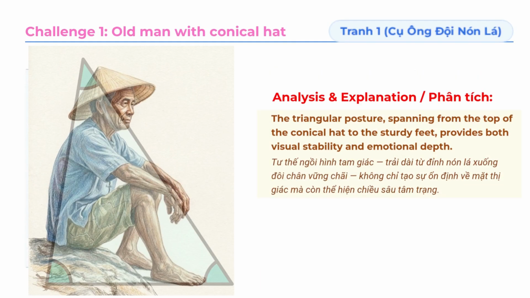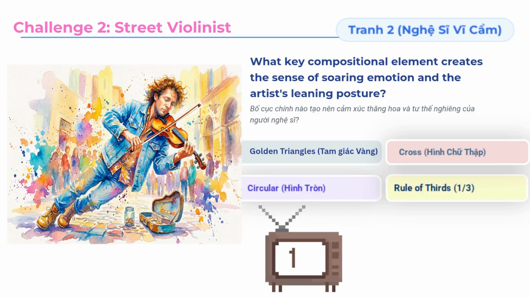The triangular posture, spanning from the top of the conical hat to the sturdy feet, provides both visual stability and emotional depth. What key compositional element creates the sense of soaring emotion and the artist's leaning posture?